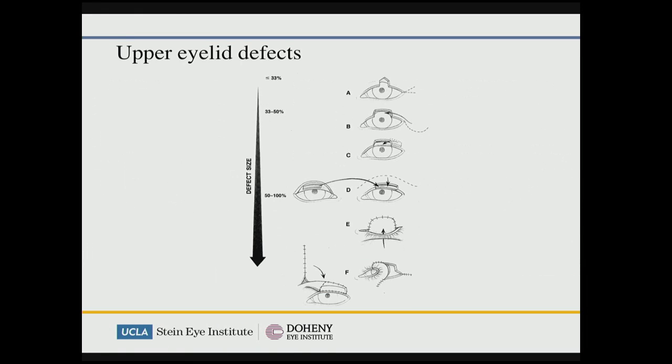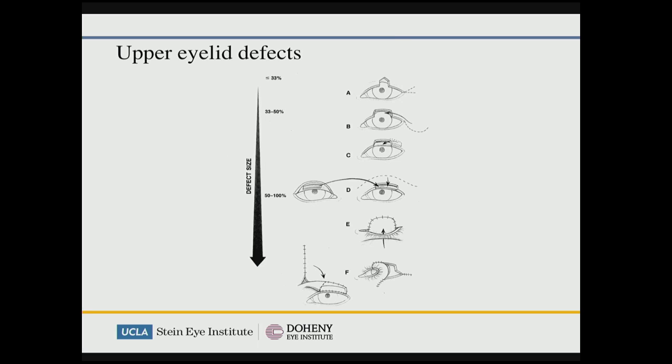Upper eyelid defects can be closed primarily if they're less than a third of the eyelid. If extra laxity needs to be harnessed, you can do a canthotomy to just bring these two edges together. If the defect is about a third to a half of the lid, then you can do a Tenzel semicircular flap to bring tissue across. This is just showing a tarsal graft.